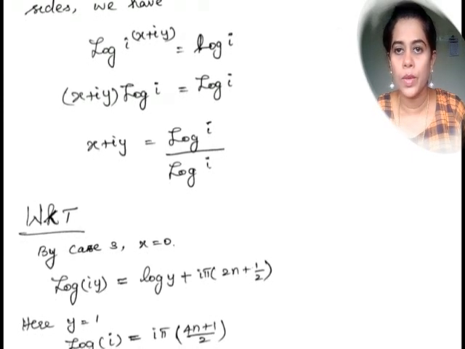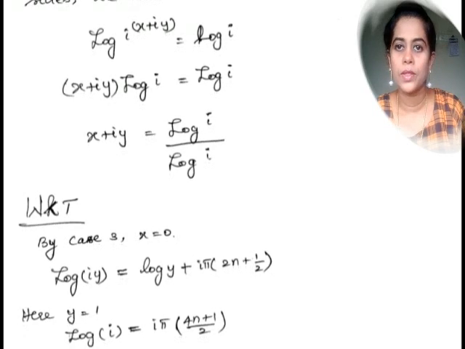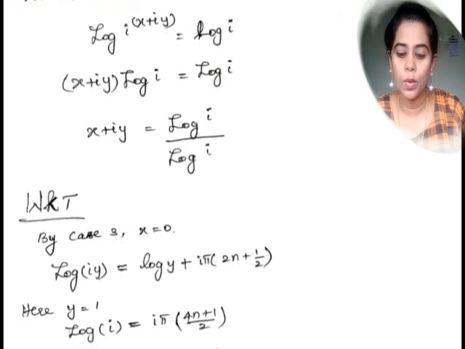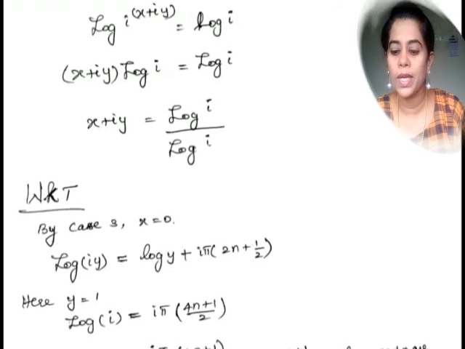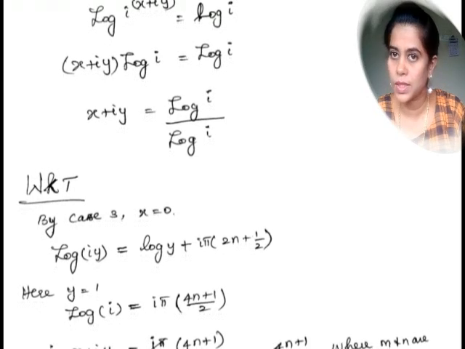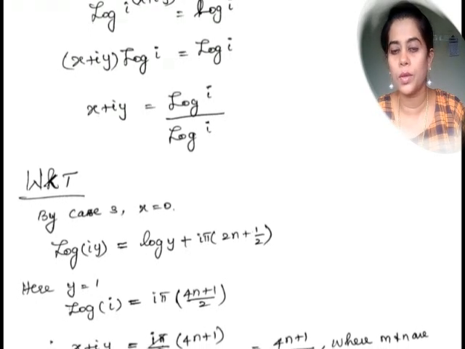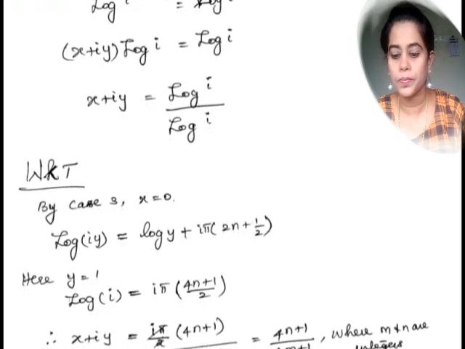In this, we are going to take y is equal to 1 because I need only Log i. So when I am taking y is equal to 1, what will happen? It is Log i is equal to log 1 plus i pi of (2n plus 1) by 2. What is log 1? Log 1 is 0. So therefore Log i is equal to i pi of (4n plus 1) by 2.